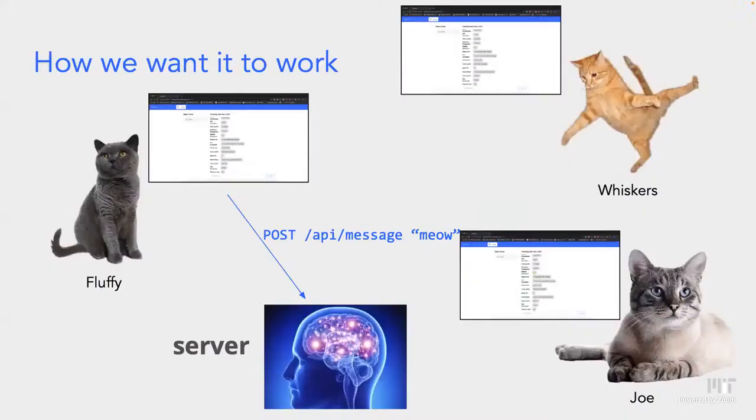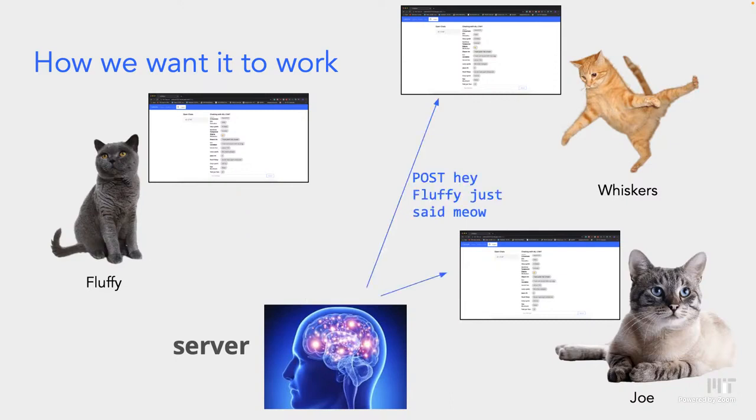So this is what you came for. So how we want this to work is, say we have 3 clients here, Fluffy, Whiskers, and Joe. They're all logged in on the Chatbook website. We have our central server here. And so one of our clients, let's say Fluffy, decides to send a message in all chat. So what that'll do, which is what we made yesterday, they'll send a POST request to the server, to the /api/message endpoint that we created with some content. In this case, Fluffy says meow.